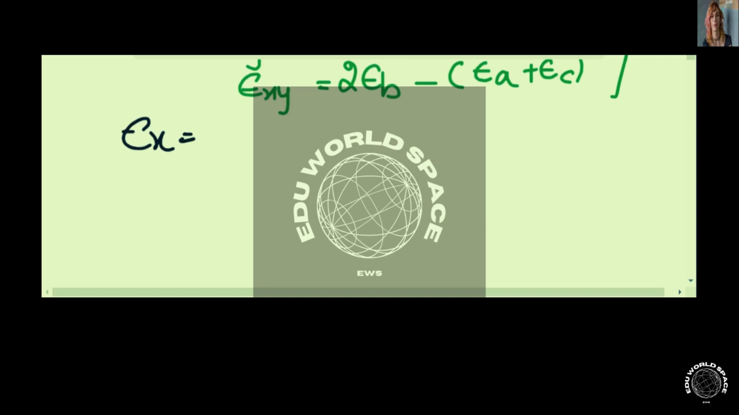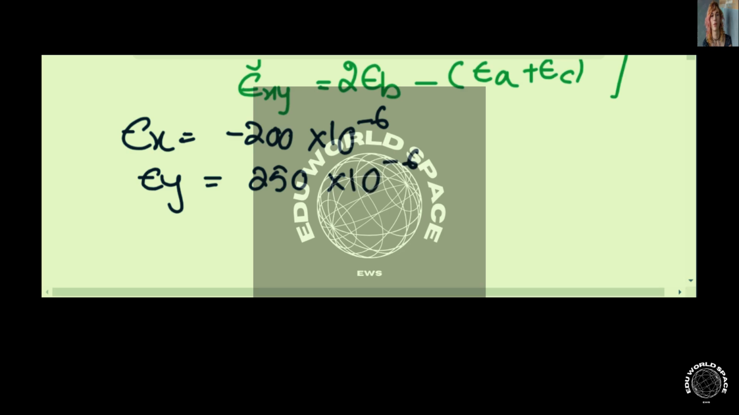So the value of the strain that is acting in the x direction is equal to negative 200 into 10 raised to power negative 6. The strain acting in the y direction is equal to 250 into 10 raised to power negative 6, right? And for the strain that is epsilon sub xy, right? So you have the values, you just need to plug them in and you get that it's equal to 550 into 10 raised to power negative 6, right?